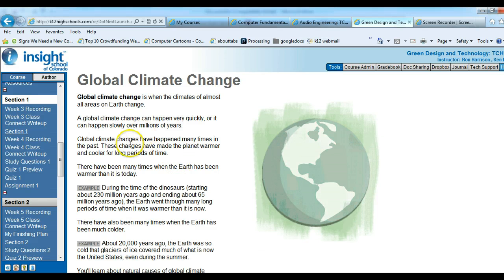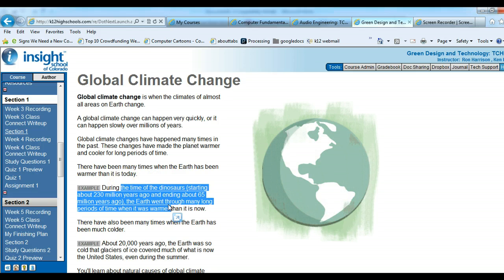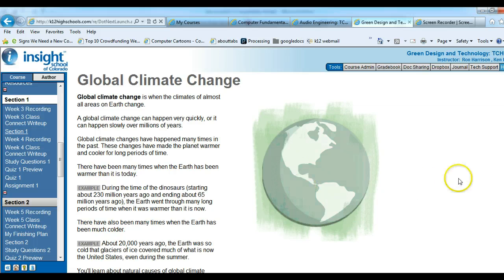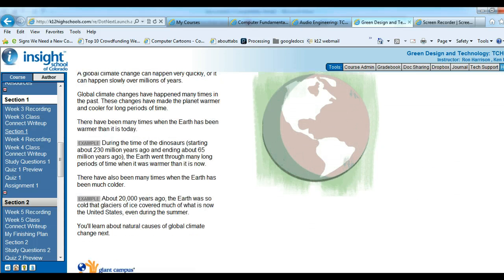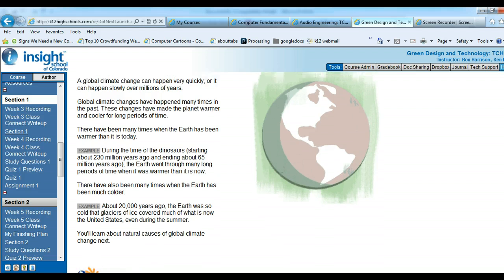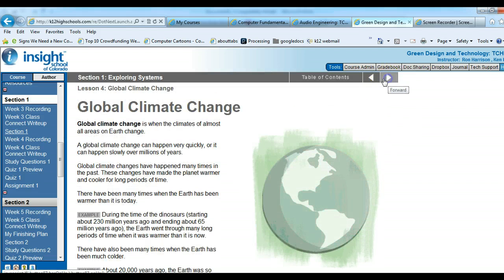But climate change isn't new. You can see right here it's happened many times. During the time of the dinosaurs, Earth went through long periods of time when it was much warmer than it is now. And then about 20,000 years ago, the Earth was cold and we had glaciers covering most of the United States. So global climate change isn't anything new.